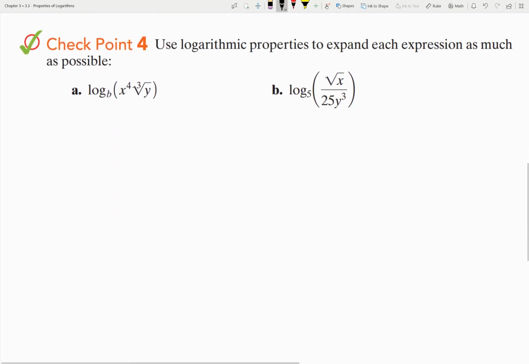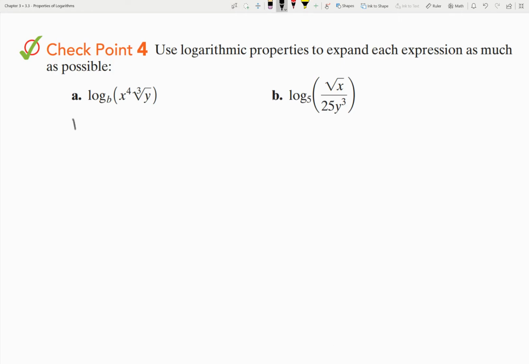Let's do these two. Okay. And so we get the log base b of x to the 4th plus the log base b of y to the 1/3. The bases never change when you're expanding logarithms. And then we pull the exponents to the front for log base 6 of x plus 1/3 log base b of y.